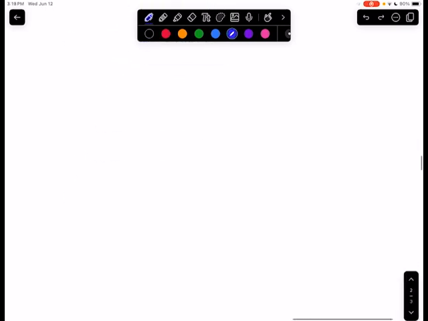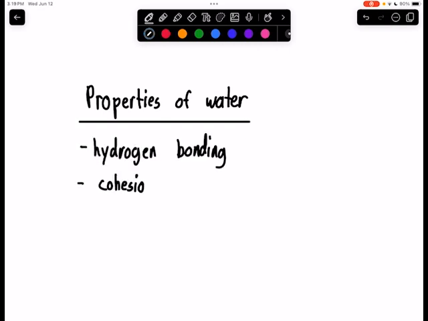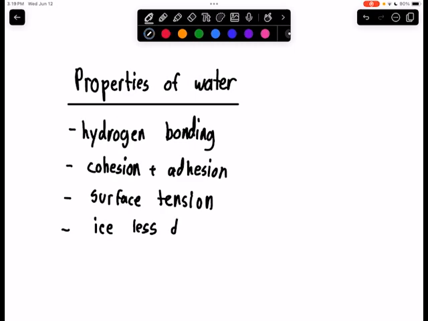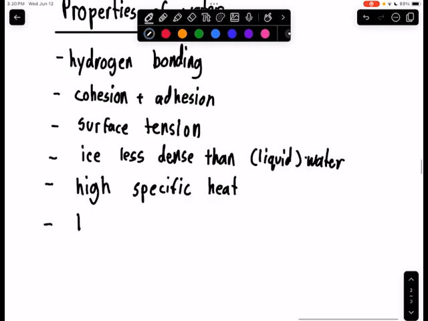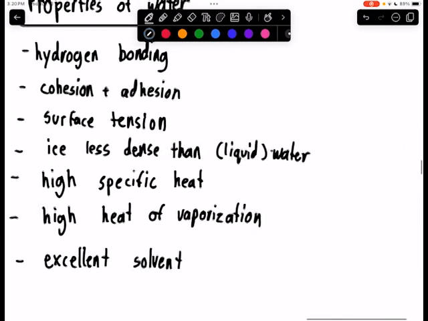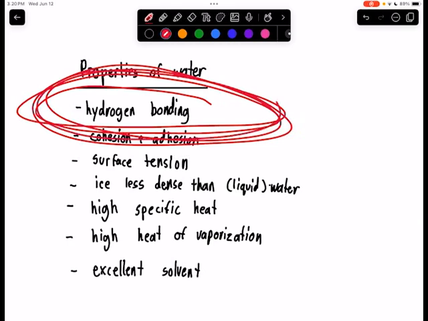So overall, properties of water, we have hydrogen bonding, cohesion and adhesion. We have surface tension, ice less dense than water, high specific heat, high heat of vaporization, and excellent solvent. So these are the main properties of water you need to know, but most importantly, know hydrogen bonding. Everything in biology comes back to hydrogen bonding. That is the most important thing. If you know one concept from the entire year of biology, make sure it's hydrogen bonding.